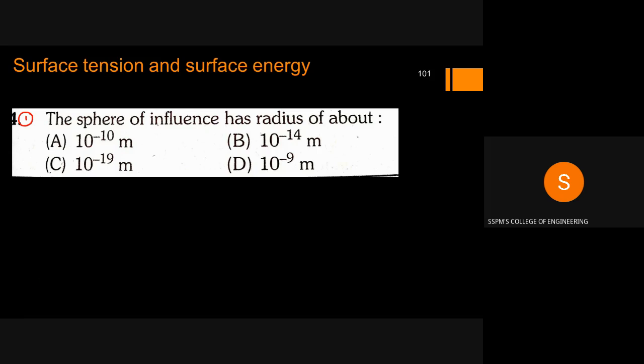The sphere of influence has a radius of about. So we have just seen the sphere of influence. Its range is 10 to the power minus 9. So this is the radius for the sphere of influence. So this is one molecule, and this is the sphere which is drawn around this molecule as a center. So the radius is equal to the range of molecular distance. Okay. So this range is nothing but the radius, and which is 10 to the power minus 9 meter.